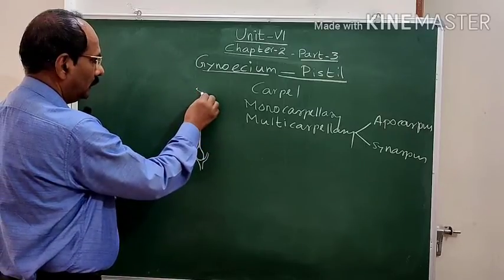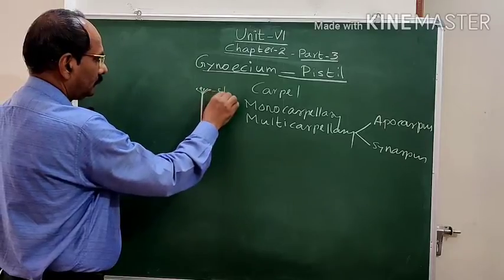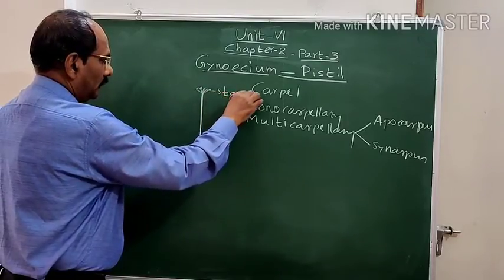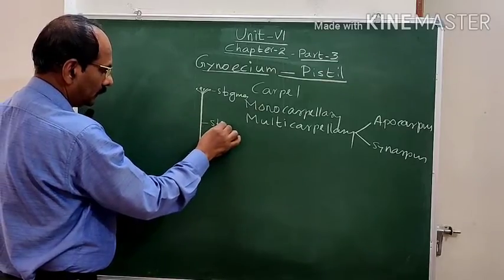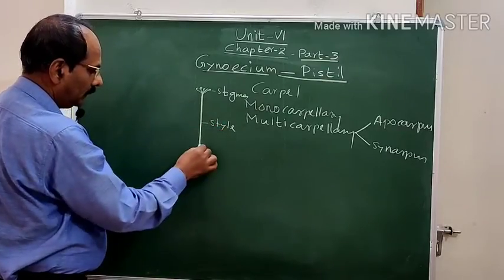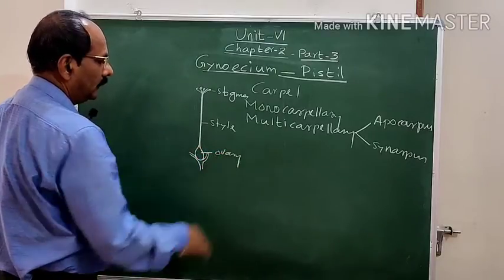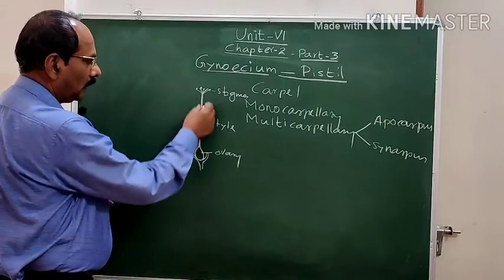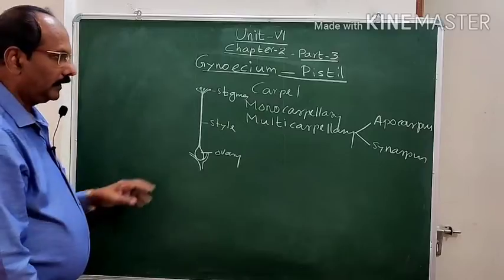Each carpel or pistil has three parts. One of the parts is known as the stigma. So this is the stigma. The next part is a stalk-like, tube-like structure, known as the style. And below the style, there is a bulged part known as the ovary. So here, this is one carpel. Sometimes many carpels are present, and that is known as the multicarpellary condition.